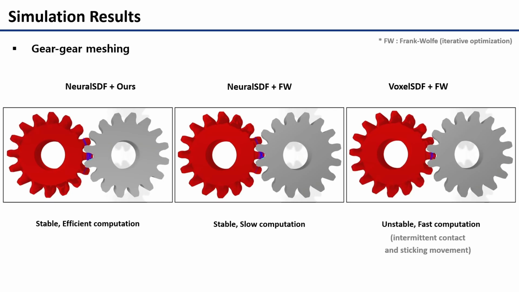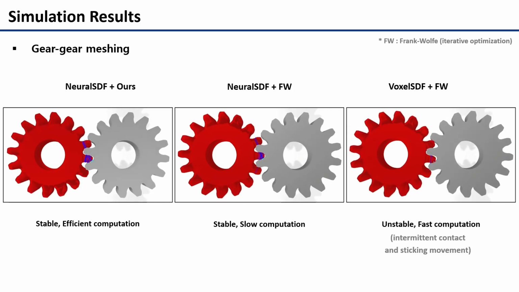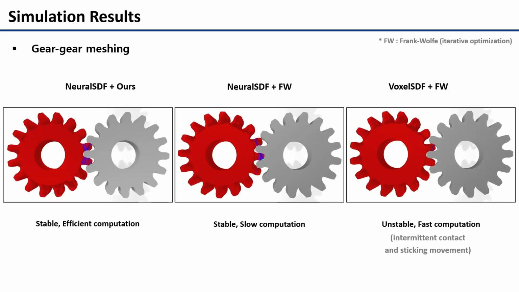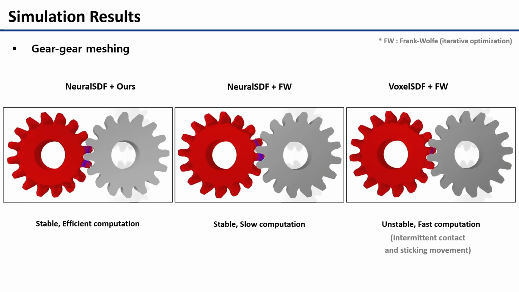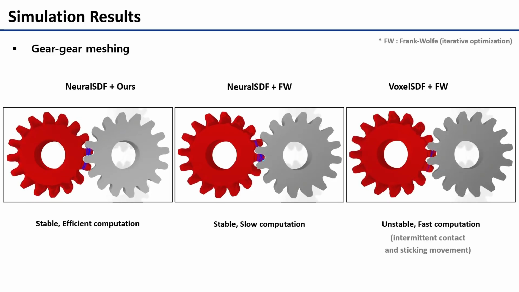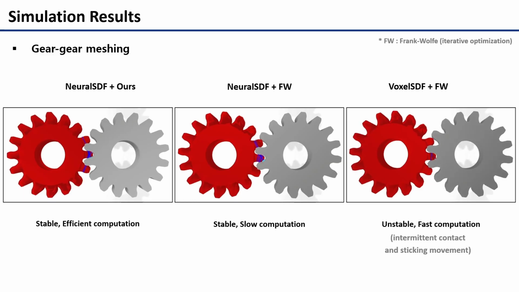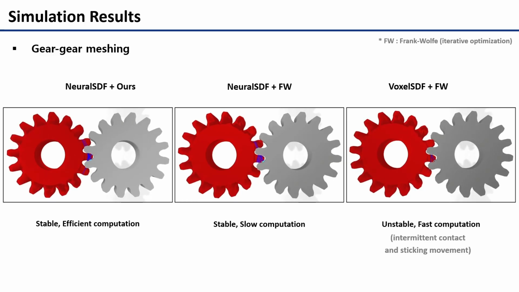The third scenario is gear-to-gear meshing, a challenging contact-rich task due to its complex collision geometry. Our framework provides stable and efficient computation, allowing the gears to rotate smoothly, while the baselines show slow computation or intermittent contact and sticking movements.